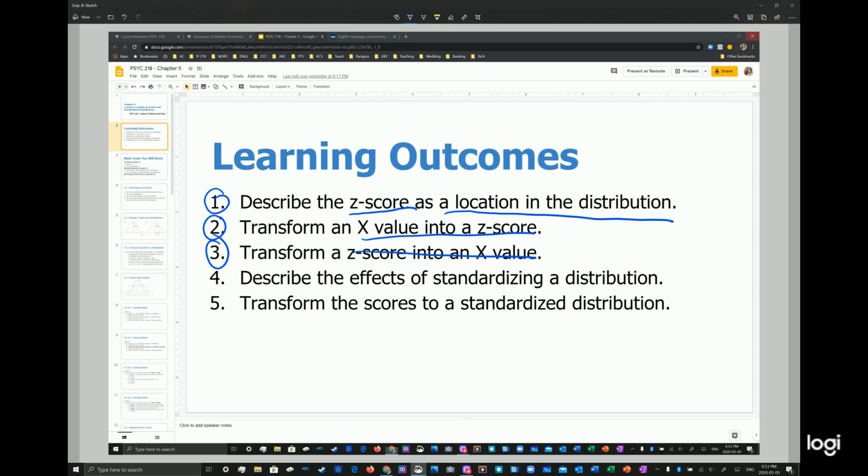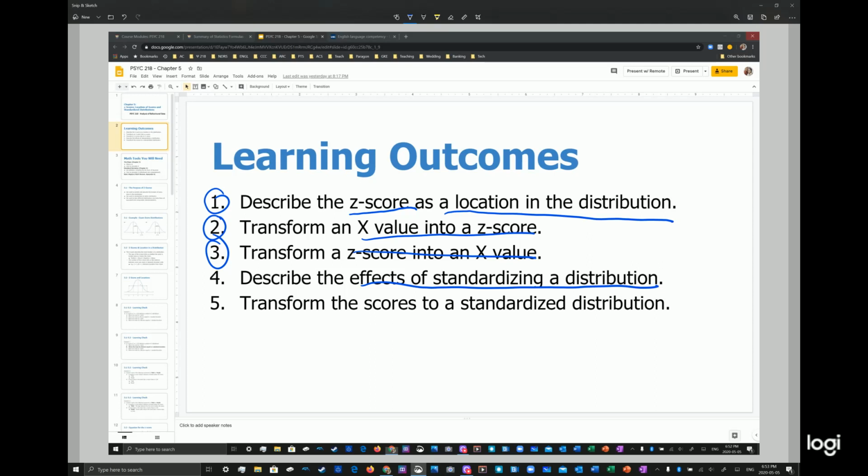And after you've done enough practice with changing x values into z-scores, you'll see the effects of standardizing a distribution. And some of these things we already talked about. If in a normal distribution, again, we've covered what that is, most of the scores are going to pile up near the mean or on the mean. I would never use the word all here, most. And the mean itself would be the central tendency here.